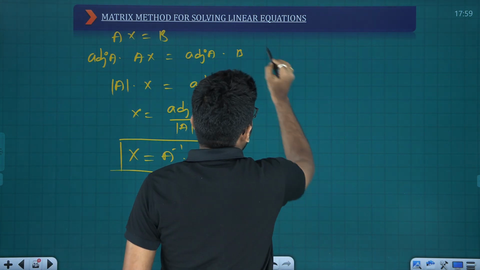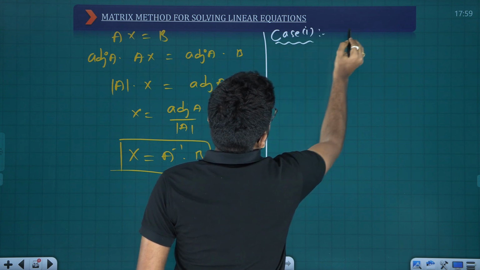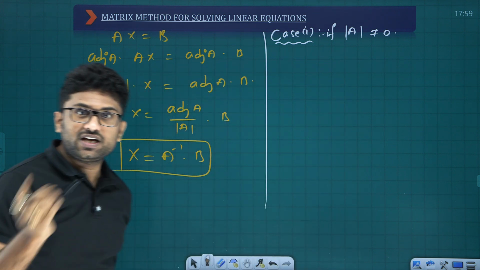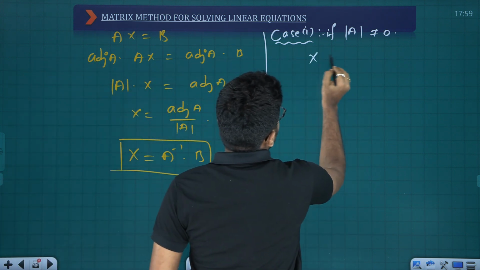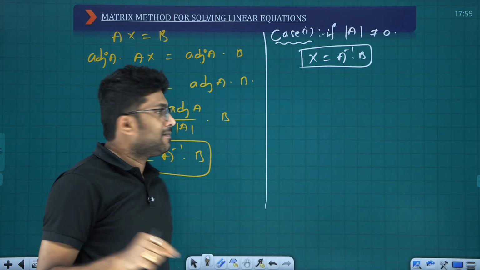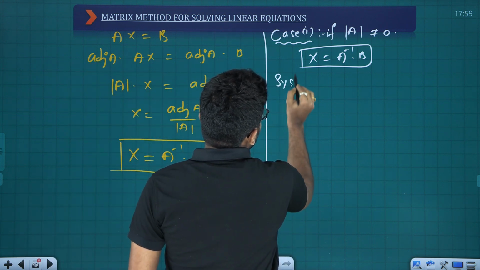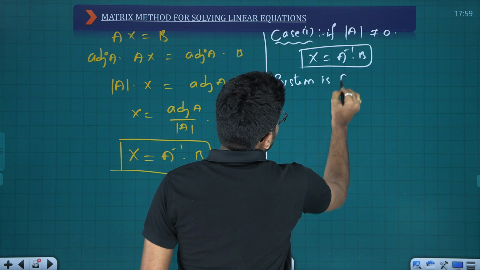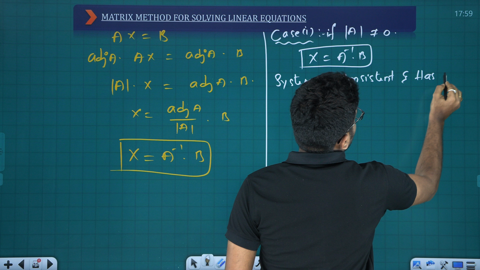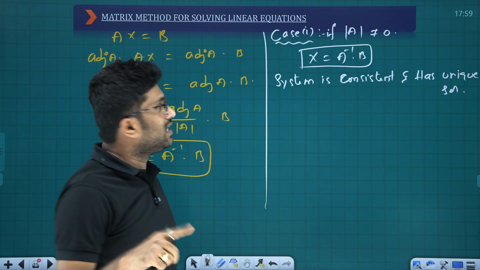Now for the solution, we have 2 cases, friends. Case 1: if det A is not equal to 0, then directly we get X is equal to A inverse into B. Then from here we will get the values of x, y and z. So that means the system is consistent and has a unique solution. This is regarding when det A is non-zero.